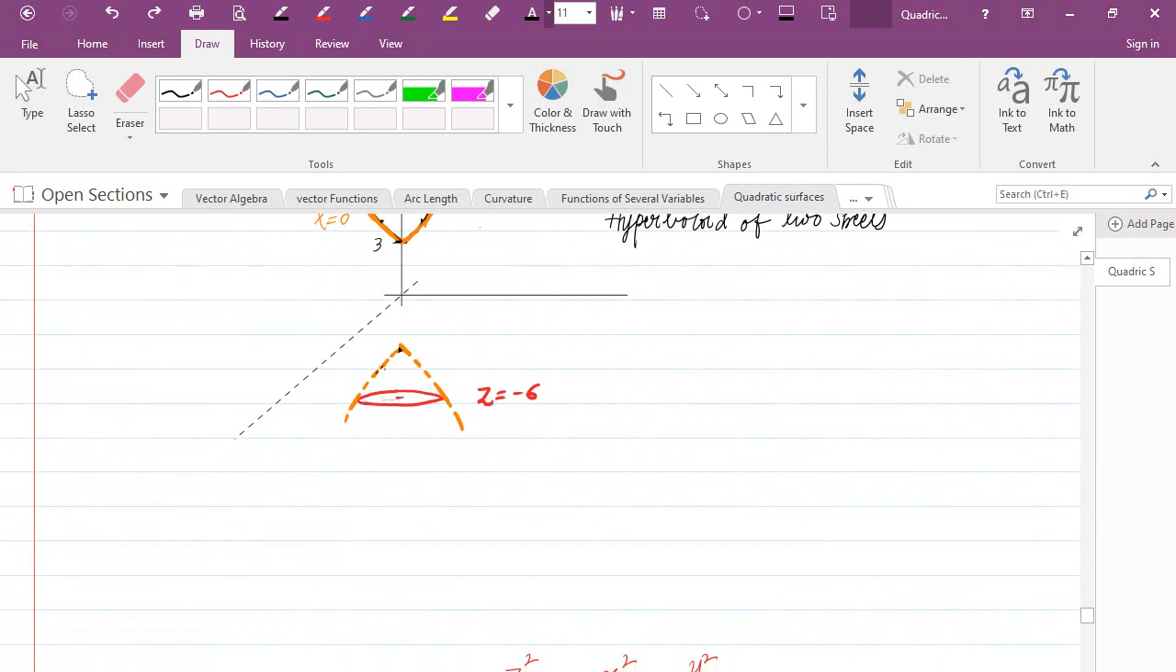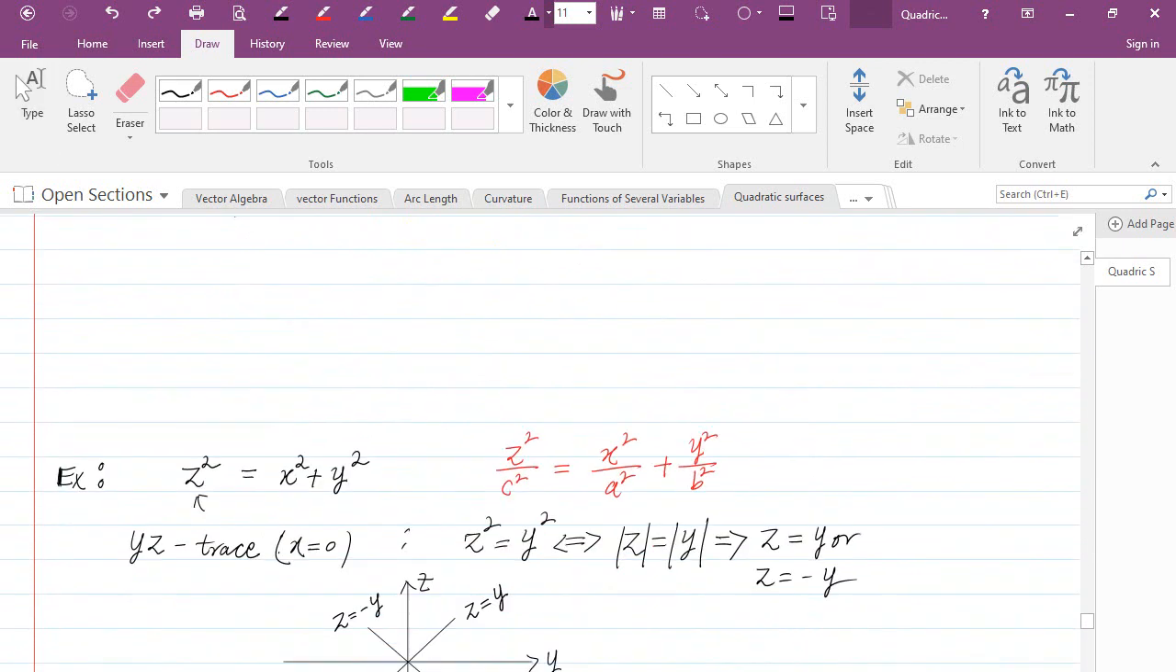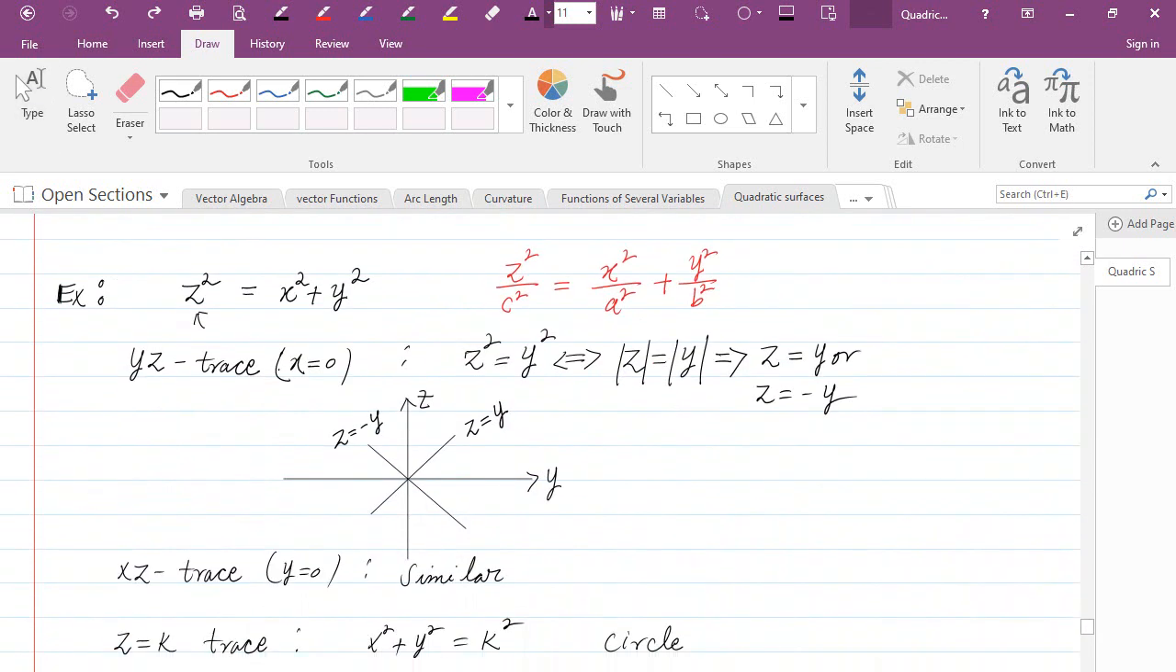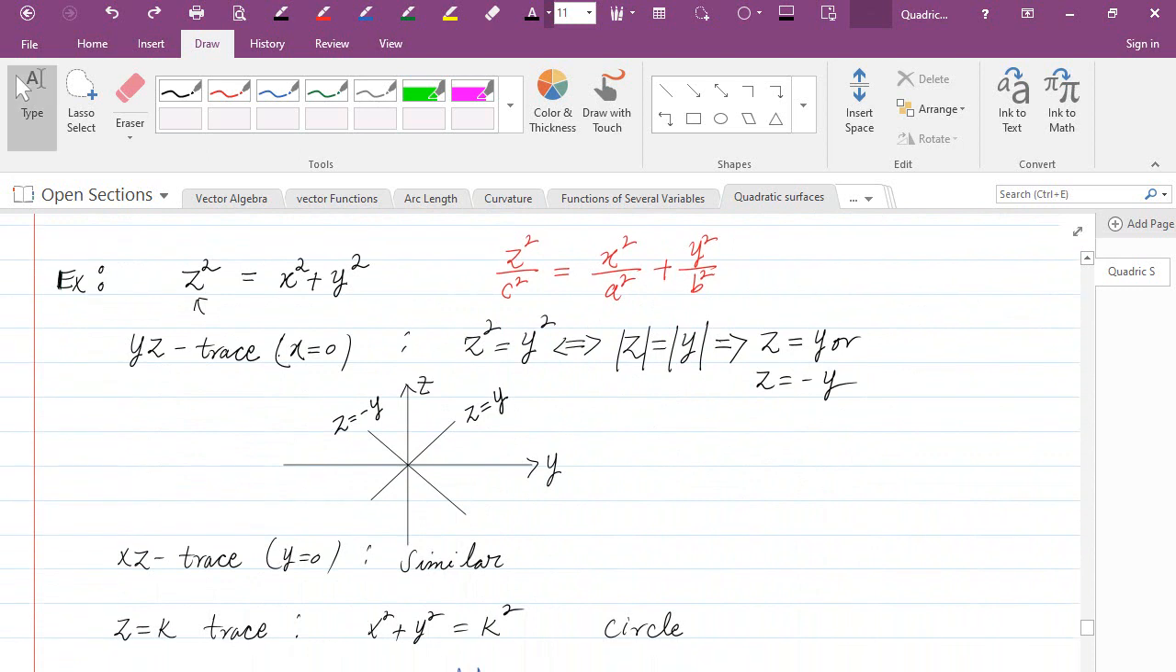Okay, so that's the end of hyperboloid of two sheets. In the next one, we will be looking at cones.